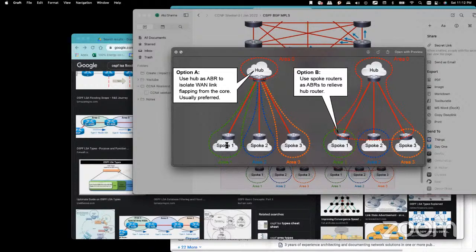Yes, sir. That means all the routes from area 1, area 2, area 3 are coming to this router, and this router now has a very big database table. But if you change the design to this design, you put these links into area 0 and you make these 3 routers area border routers, ABRs. So these 3 routers will maintain their own database tables, and this will not send a lot of information.